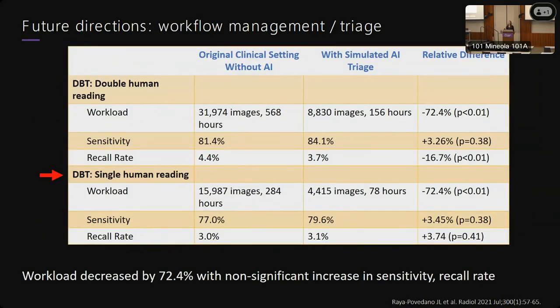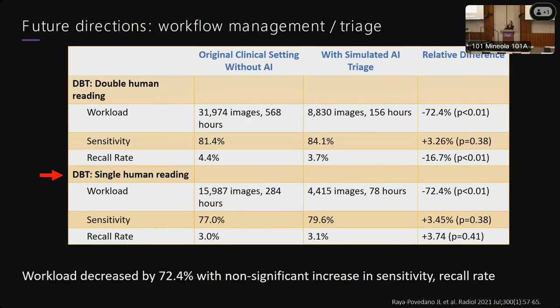Now in Spain, they have double reading, which is this top line here. There are always 2 radiologists that read every mammogram, but we don't do that in the US. So we're going to be down here on this line, on the single human reading. With these 16,000 images, a single radiologist would take 284 hours to read them. But if the AI got rid of the bottom 70% of cases that it said had no chance of there being a cancer, this is totally normal, you don't need to look at it, then the radiologist would only have to work 78 hours. But what about missing cancers?